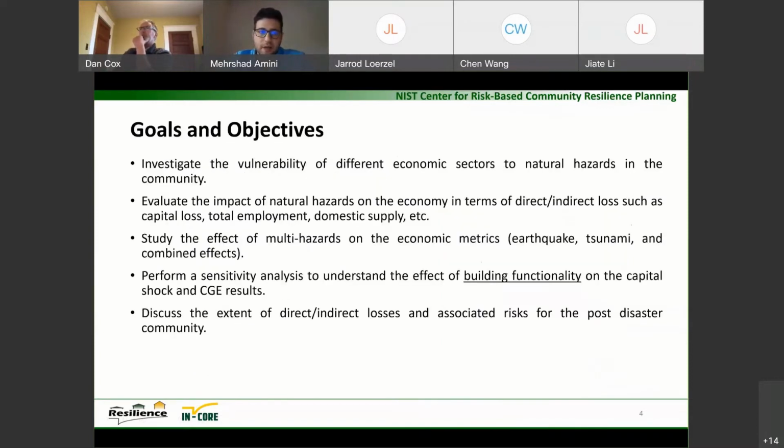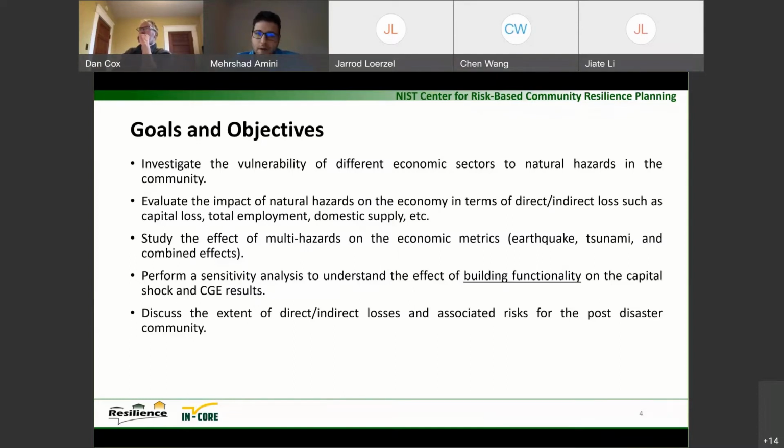As a quick review of the goals and objectives, the project is going to investigate the vulnerability of different economic sectors to natural hazards in the community using the CGE model. Evaluate the impact of the different hazards on the economy in terms of direct and indirect loss, such as capital loss, which is categorized as a direct loss, and the total employment and domestic supply in terms of the indirect loss. Study the effect of multi-hazard on the economic metrics: earthquake, tsunami, and the combined.